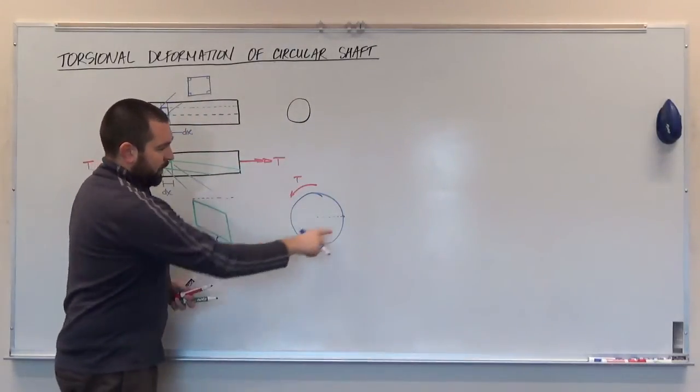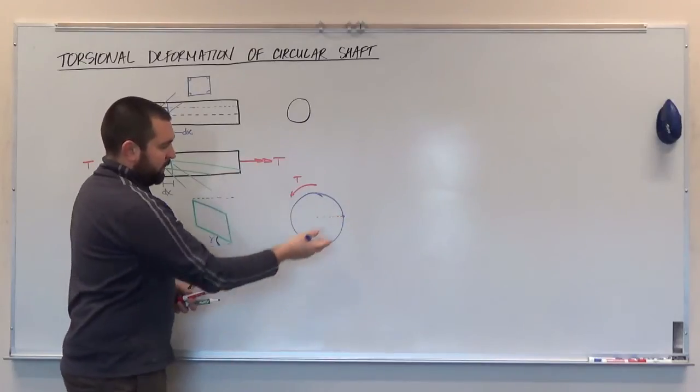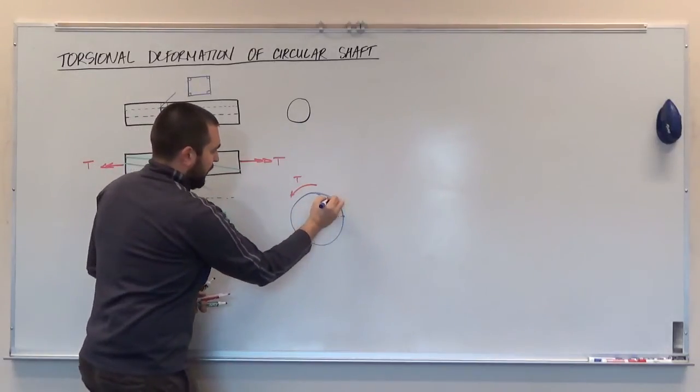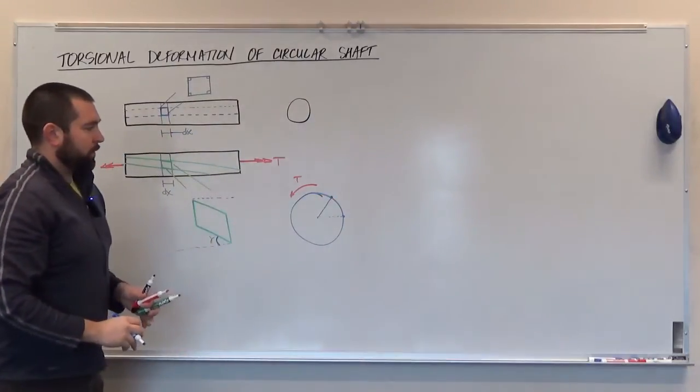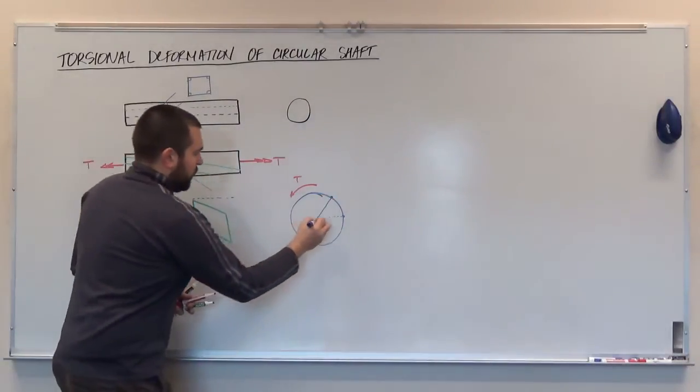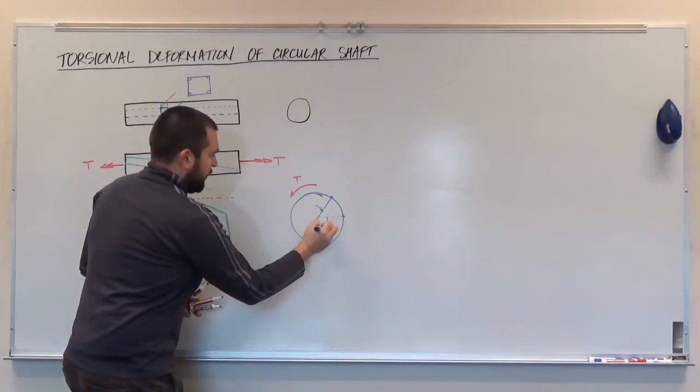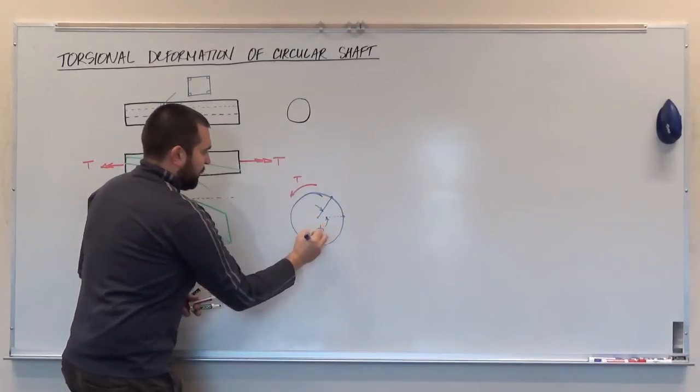What's going to end up happening to this point that we painted on the outside is that it's going to move, it's going to rotate. So let's say that it ends up on the surface once it's been deformed right there. We call this angle, that change in angle, we call that phi.